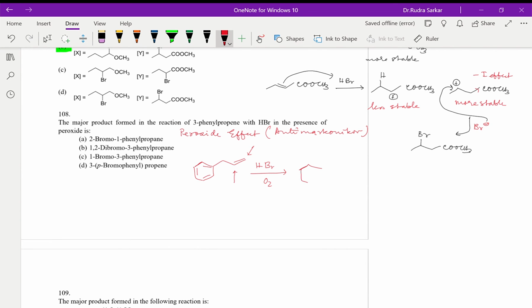So over here the mechanism is as follows. Over here, this is the dot, and then abstraction of hydrogen from HBr will take place, and over here we will say this should be our product. So it will be basically 1-bromo-3-phenyl propane. That will be the correct answer.